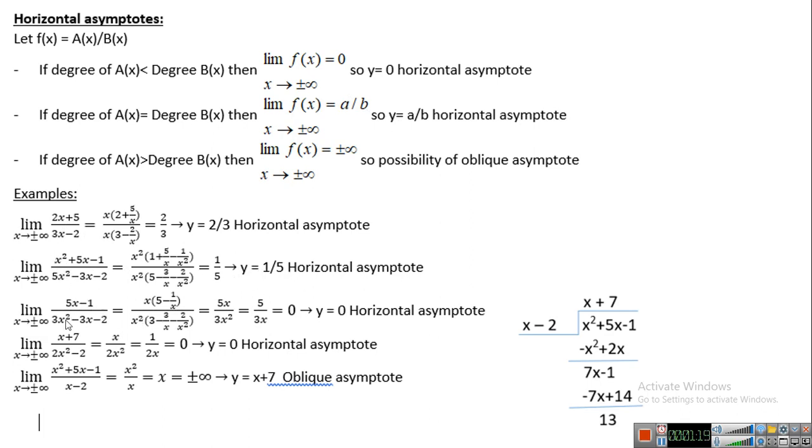Here degree below is bigger, so it must be 0. So here it's going to get x over 2x squared, 1 over 2x, a number over infinity, 0. So always if degree below is bigger, you have y equals 0, horizontal asymptote. And if degree above is bigger, you have plus or minus infinity, you have oblique asymptote. So how to find the oblique asymptote? You do the ordinary division. So the quotient here that you have will be the oblique asymptote. You know these from last year, just to refresh your memory.